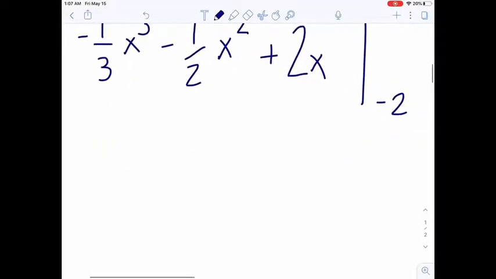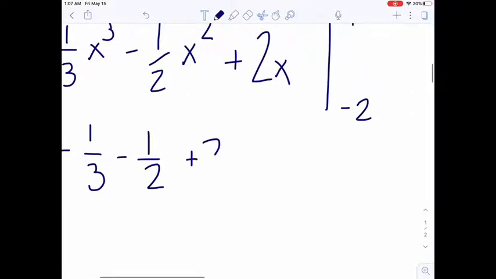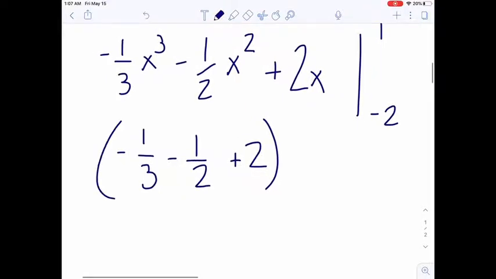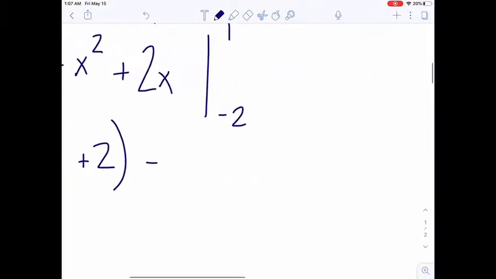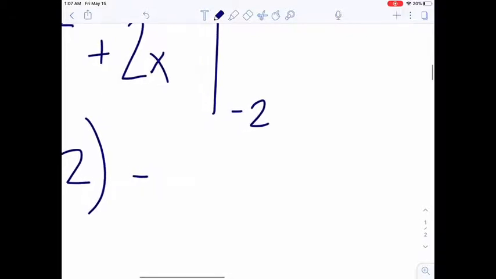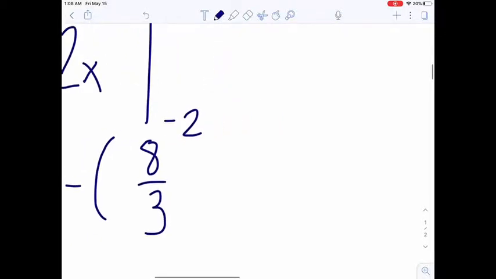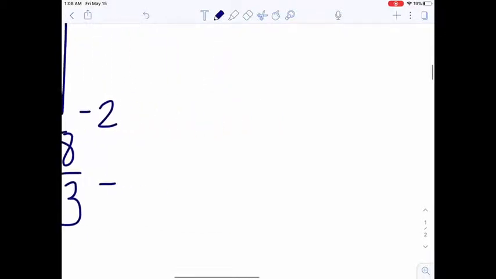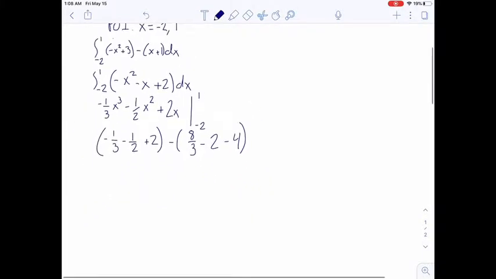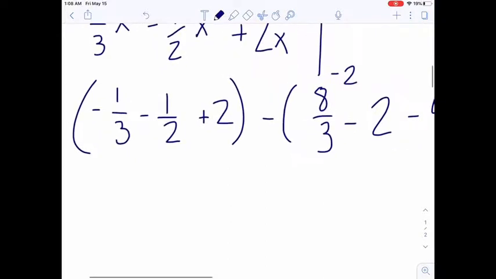When we do that, it comes out to negative 1/3 minus 1/2 plus 2. That's when we evaluate it at 1. And when we evaluate it at negative 2, we get 8/3 minus 2 minus 4. Finally, when you simplify all that out, you get 9/2.